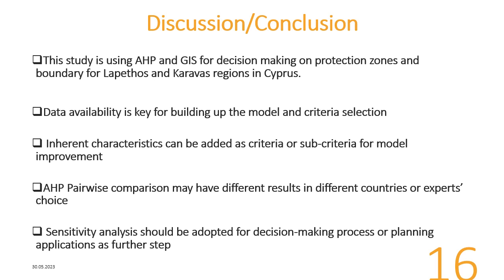Sometimes criteria or dimensions cannot be unique for specific zones, so we may not be able to use similar criteria, criteria layers, or sub-criteria for different regions and different cities. We all know that AHP pairwise comparison may have different results according to different experts also. So pairwise comparison may change in some other countries or according to different experts. Like if we're using 20 experts, criteria weights may change a little according to the experts' choice.